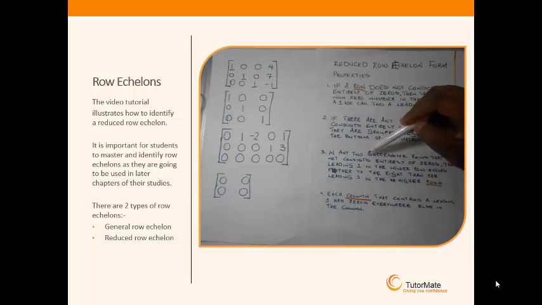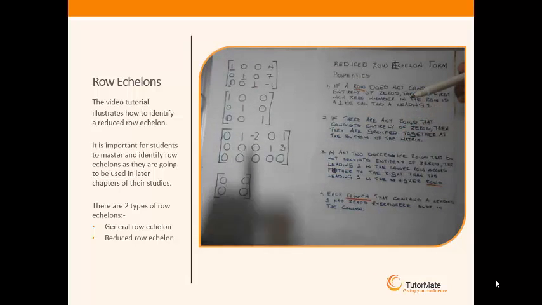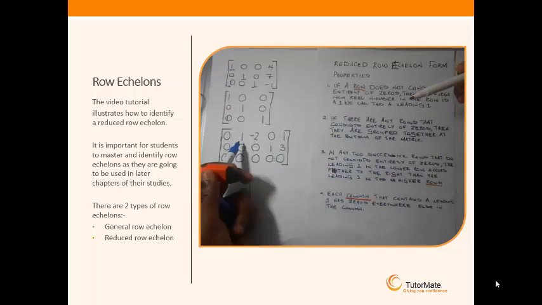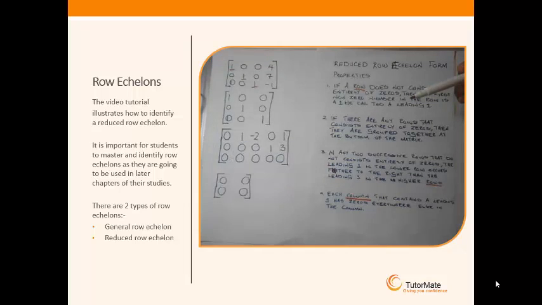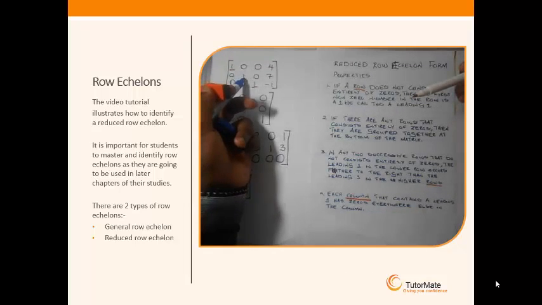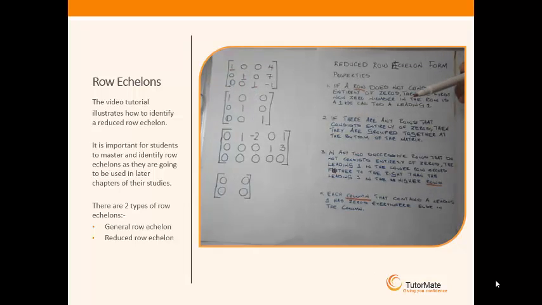Then, for any two successive rows that do not consist entirely of zeros, the leading one in the lower row occurs further to the right than the leading one in the higher row. So our leading one in this first row is this one. Then the next leading one in a row that does not consist entirely of zeros is this one. As you can see, it's further to the right than this one. This one is further to the right, and this one is further to the right of this one.